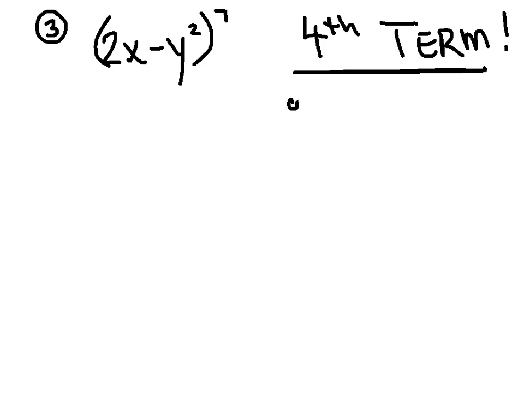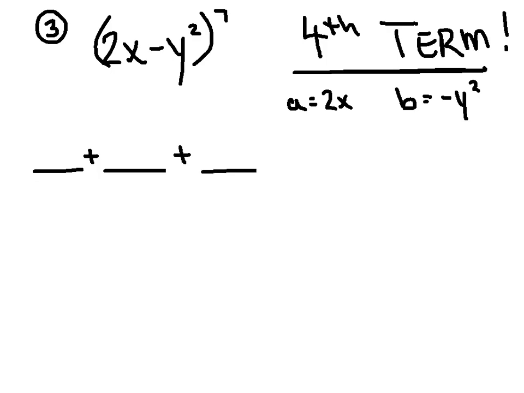I'm asking for the entire fourth term, so we are going to include the variables along with the coefficients. You'll notice that our a term is 2x, our b term is a negative y squared, and we're raising it to the 7th power. If they wanted the entire binomial, there'd be 8 terms, but that was yesterday where we did all that work. But anyway, first term plus the second term plus the third term plus the fourth term. So that's the one we want.